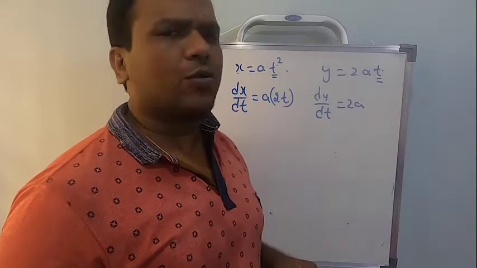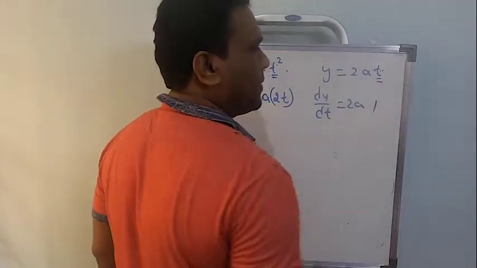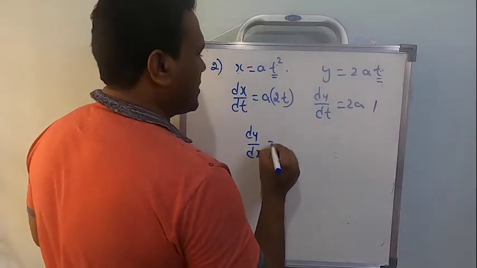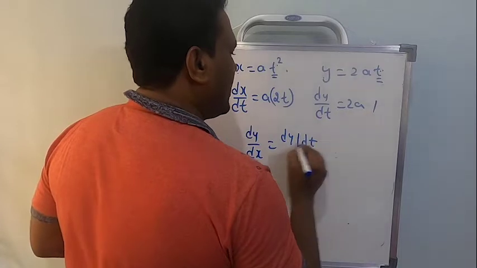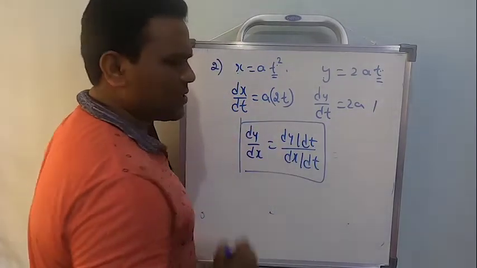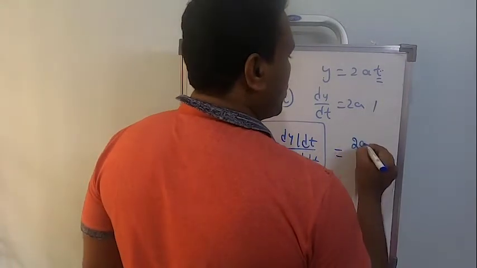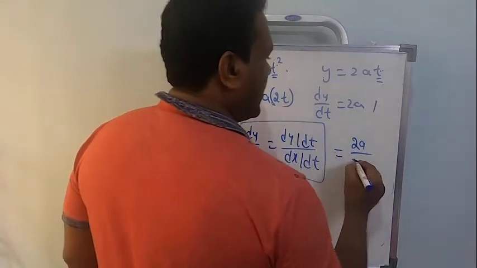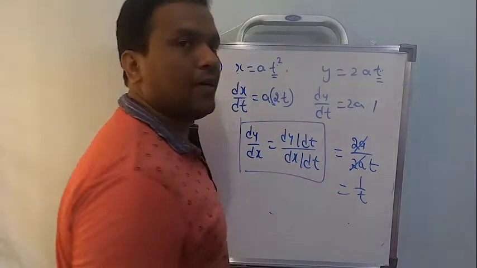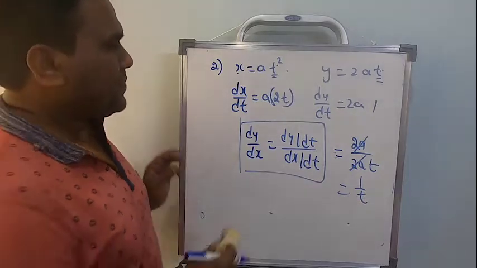Same way like what we used to do, differentiation of x with respect to x will be 1. Differentiation of t with respect to t will be 1. Now write the formula, dy by dx equal to dy by dt divided by dx by dt. Please write the formula. That is my suggestion. Wherever required, please write the formula. Now let's make a substitution. Dy by dt is 2a, and dx by dt is 2at. Eliminate this 2a, so the remaining answer will be 1 by t. So that's the second problem.